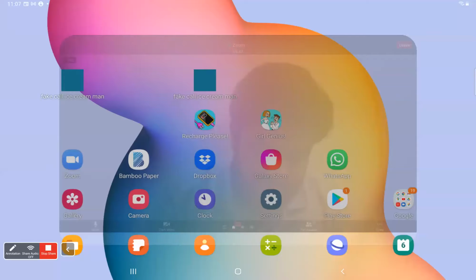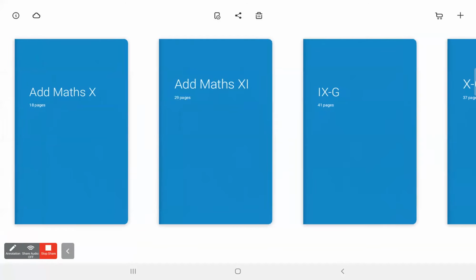In the next class, in the next topic, we will be having the quadratic equations. And in quadratic equations, we have to see how to solve simultaneously linear equations and non-linear equations.